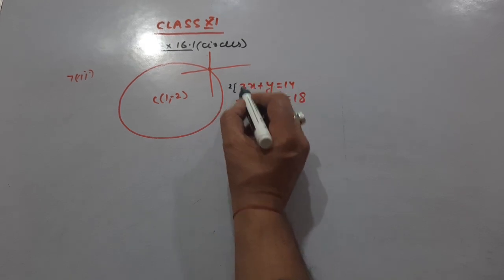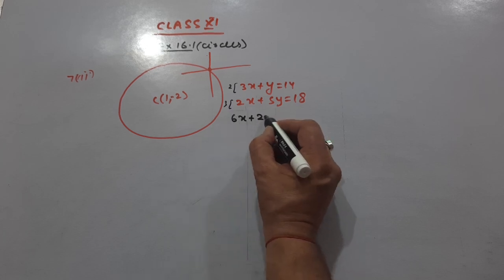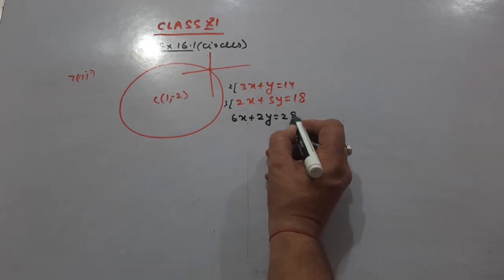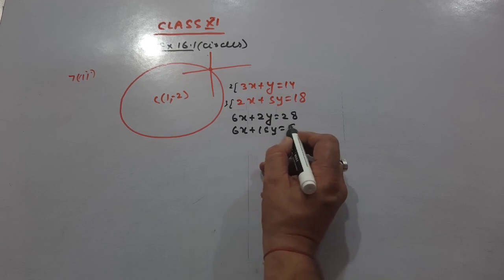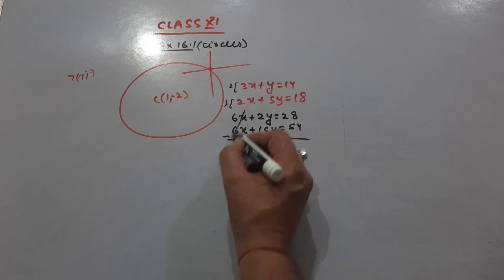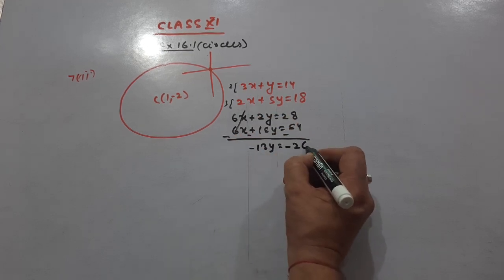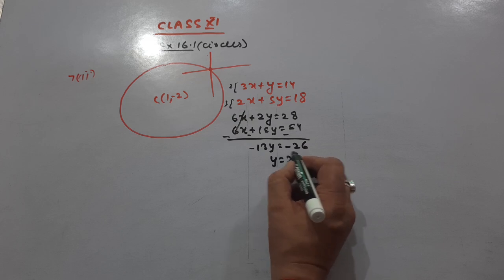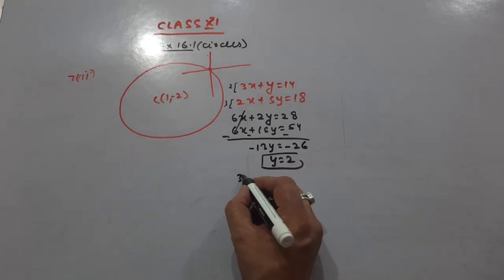multiply this by 2 and this equation by 3. So we get 6x plus 2y equals to 28, 6x plus 15y equal to 54. Minus minus minus cancel out. So minus 13y equal to minus 26. So we get y equal to 2. When y equal to 2, we get the value of x also.